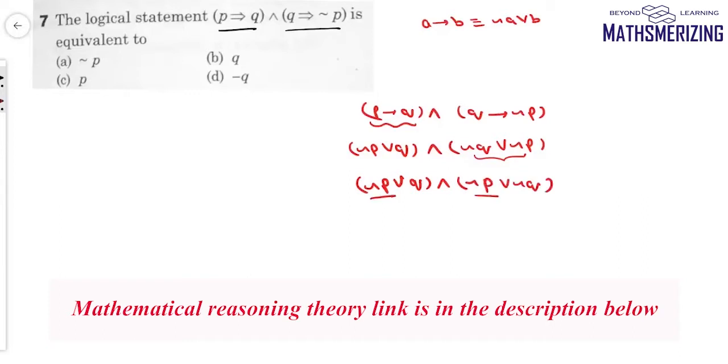Now this is distributive law. So I can write it as not P or Q and not Q. Now we know that Q and not Q is simply false. So I'll get it as not P or false, and not P or false is simply not P. So the statement is equivalent to not P, which is option number A.